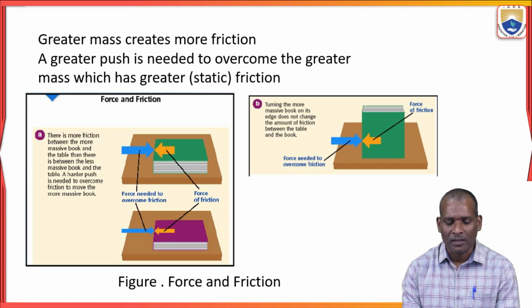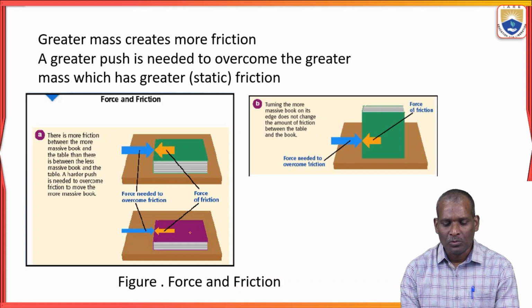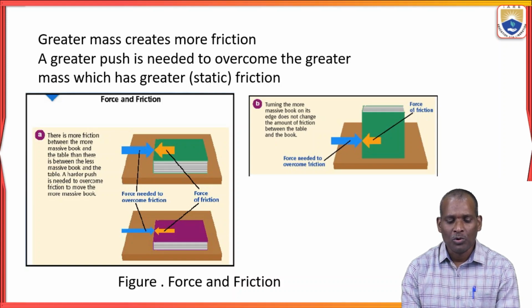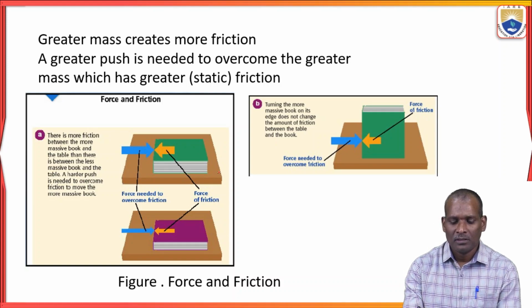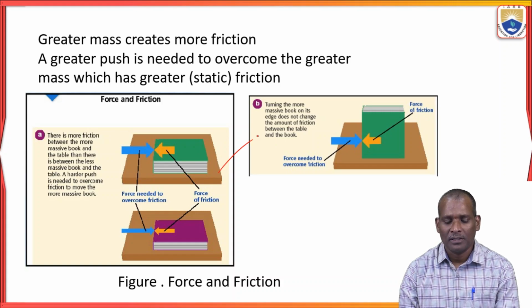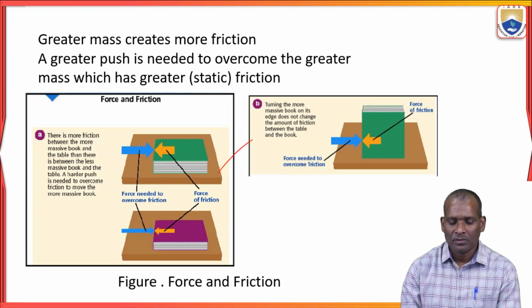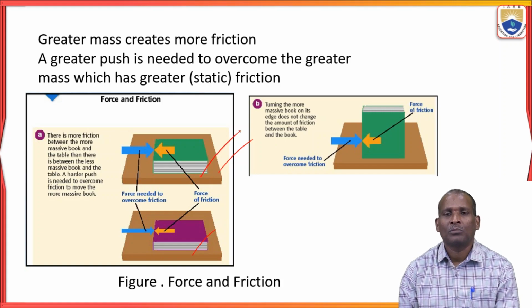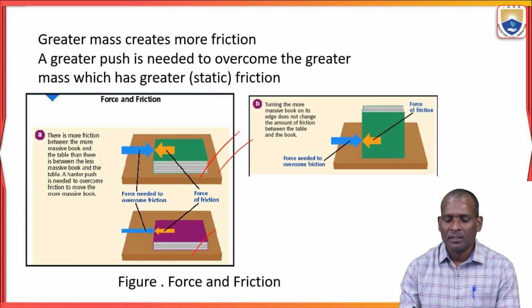See in this diagram, two surfaces are there. There is more friction with the more massive block, so more force is needed to overcome friction. A harder force is needed to move the more massive book. So when compared to this one, this book having more pages and a greater mass creates more friction.